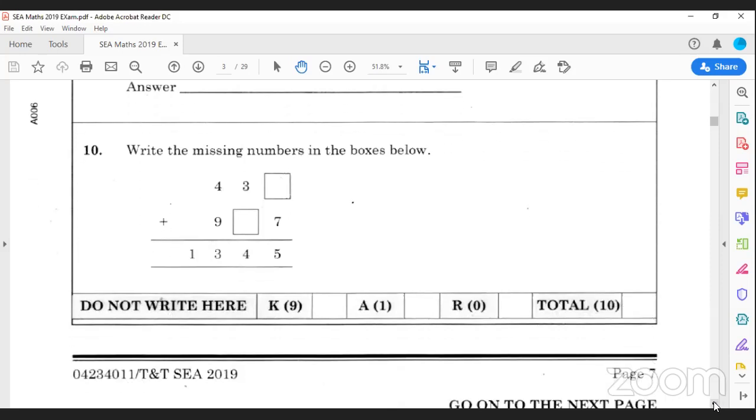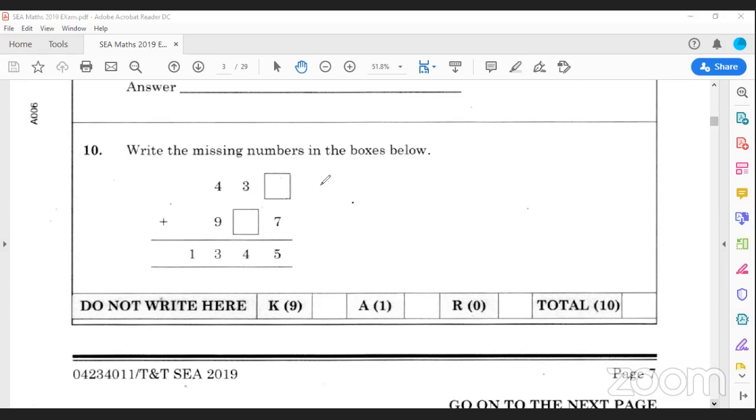Write the missing numbers in the boxes below. Here I have 4, 3 and something plus 9, 400, 3. I can't even say it like that because I don't know what's the missing number. So I'm just going to read it like this. Okay, 4, 3, something missing plus 9, something 7 is equal to 1,345. So we need to work this in parts to figure out the missing numbers.